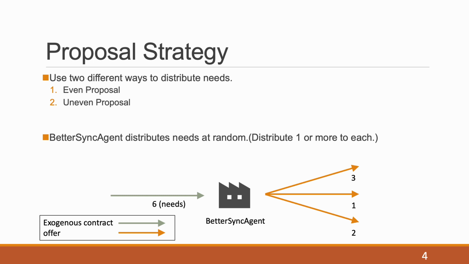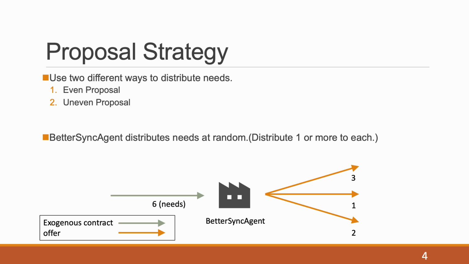I will now explain the proposal strategy. EpsilonGreedyAgent uses two different ways to distribute needs. The first is even proposal and the second is uneven proposal. Needs here refers to the quantity of a transaction determined by the exogenous contract. Originally, the BetterThink agent distributes needs almost randomly. Strictly speaking, at least one was distributed.